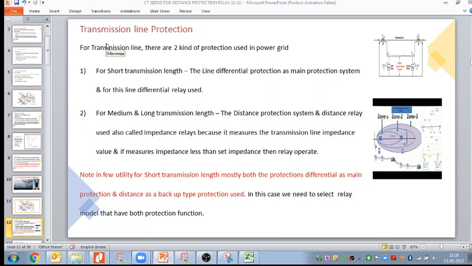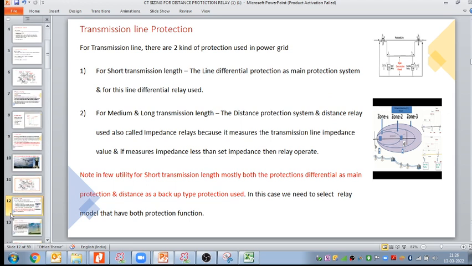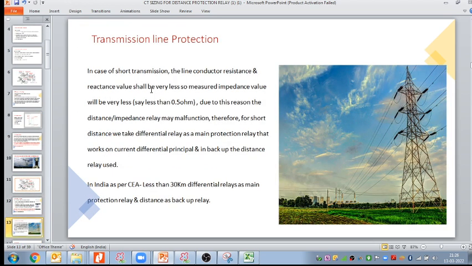And one more point that I wanted to add in the same reply: in case of a short transmission line, the line conductor resistance and the line conductor reactance values shall be very less. So the measured impedance value will be very less. We can say less than 0.5 ohm. Due to this reason, the distance impedance relay may malfunction, because the measured impedance value is 0.5 ohm, 0.3 ohm, 0.2 ohm.